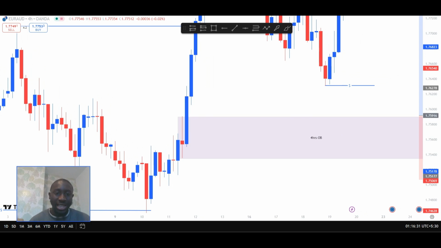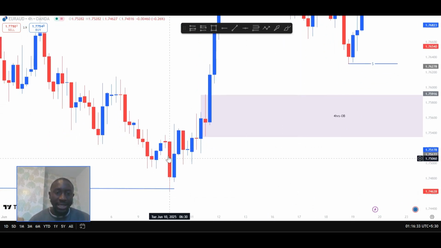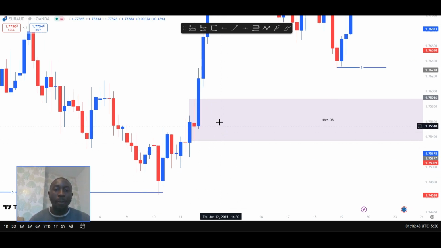So now if you look at it, some of you may say, why did I not mark here as my 4 hour order block? Because all these candles here have already mitigated this place. So this place is now invalid. Here is not valid again. So the only fresh order block that has not been mitigated is this one that you are seeing.